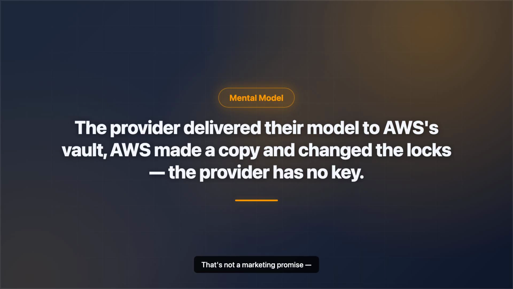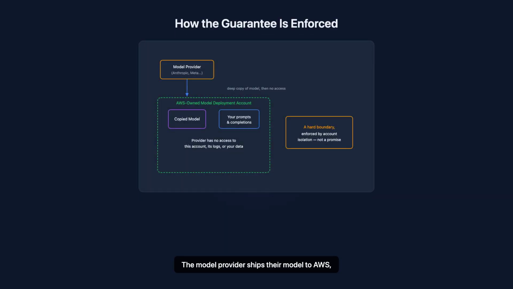That's not a marketing promise. It's the actual arrangement, and next we'll see the architecture that enforces it. The model provider ships their model to Amazon Web Services, and Amazon Web Services performs a deep copy of it into what's called a model deployment account. In each region, there's one of these per provider, and Amazon Web Services owns and operates it. The provider does not. Inside that account sits the copied model, along with your prompts and completions flowing through it.